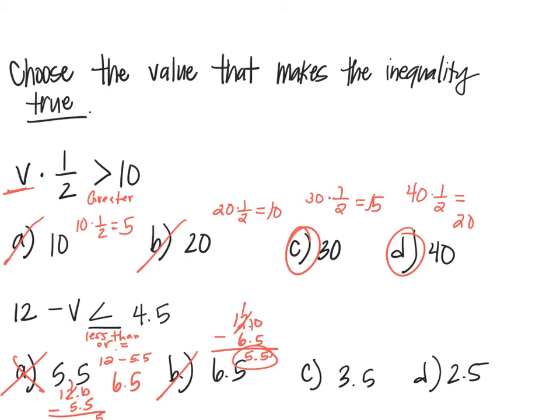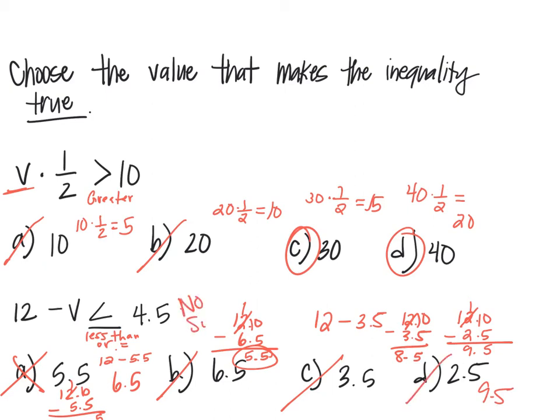Let's do 12 minus 3.5. I'm going to line this up. 12.0 minus 3.5. Borrow. That is 11 minus 3 is 8.5. 8.5 is greater than 4.5, so this is not an answer either. And let's do the last one. So 12.0, I'm adding that 0 in, minus 2.5. Borrowing here, 11 minus 2, 9.5. This also wouldn't work. So for this answer, there are no solutions available. Sometimes you might have that.